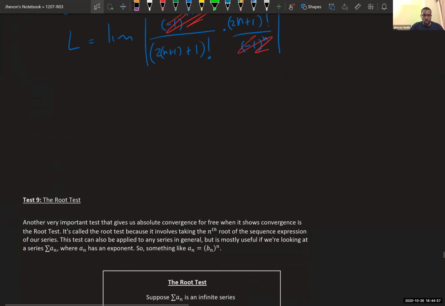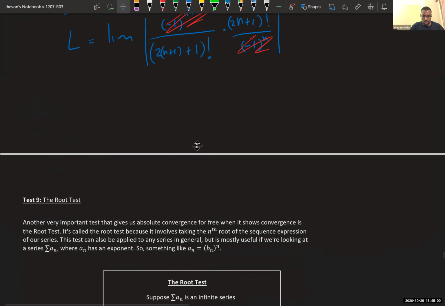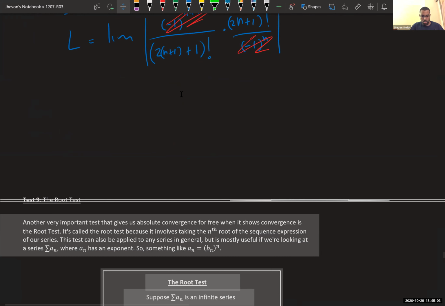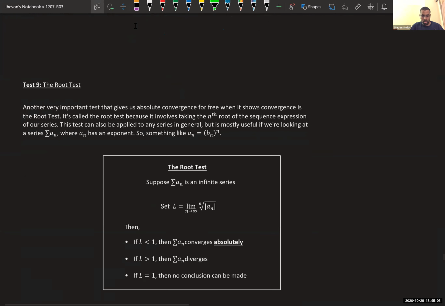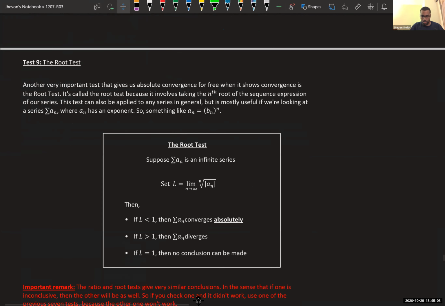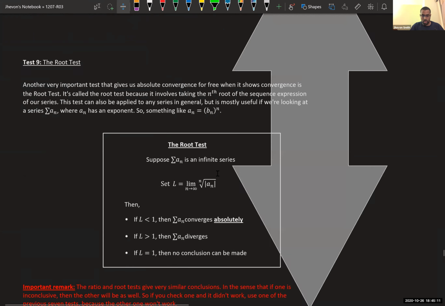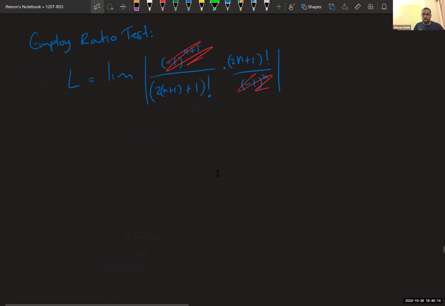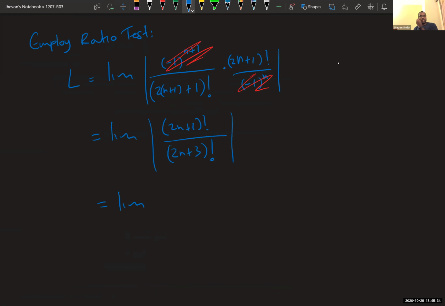But of course, now what you'll realize, what did I do? Now what you'll realize is that I would end up with (2n+1) factorial over, this will be (2n+3) factorial. Okay, someone quickly work that out and tell me what you get.